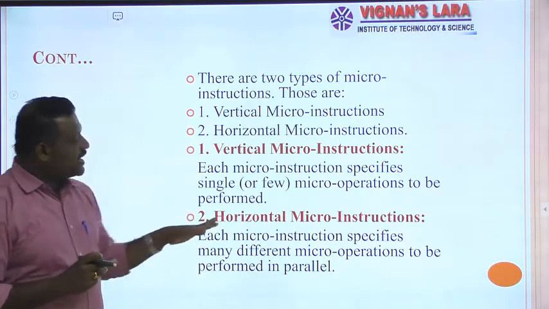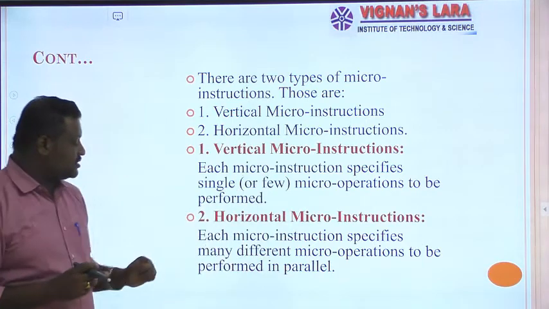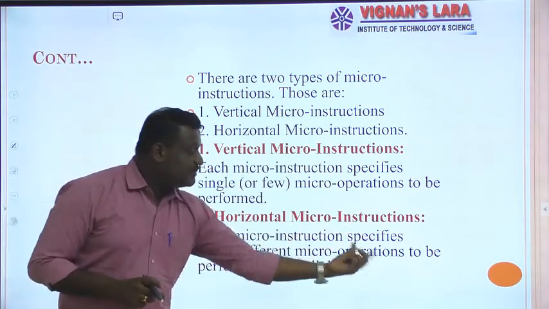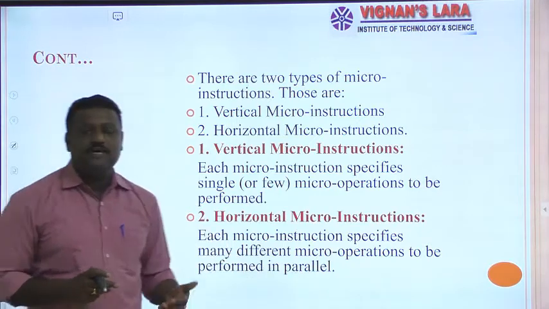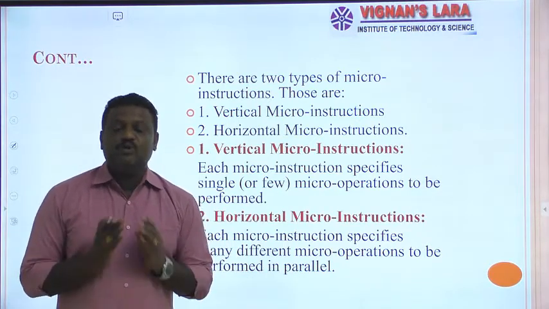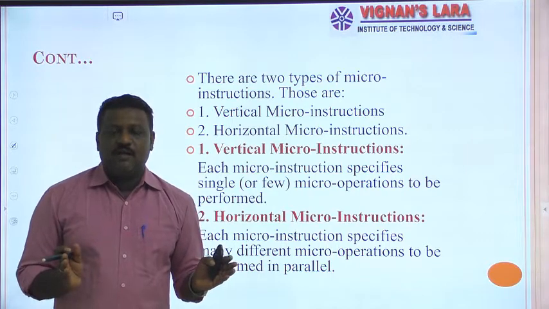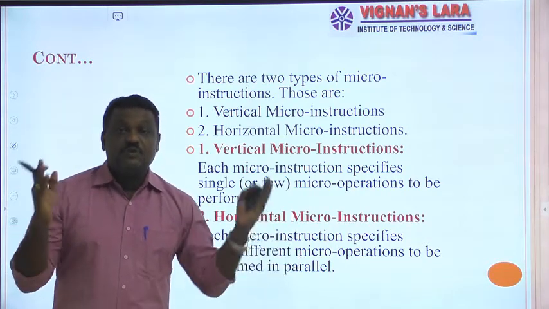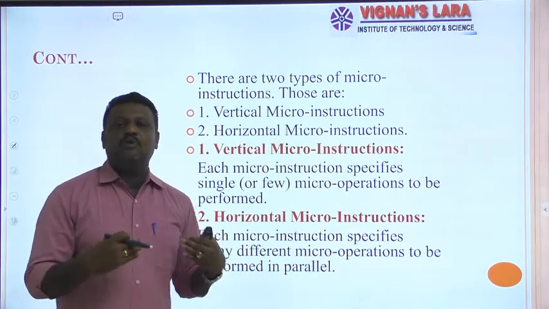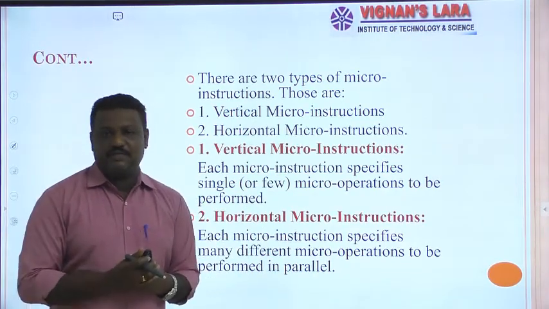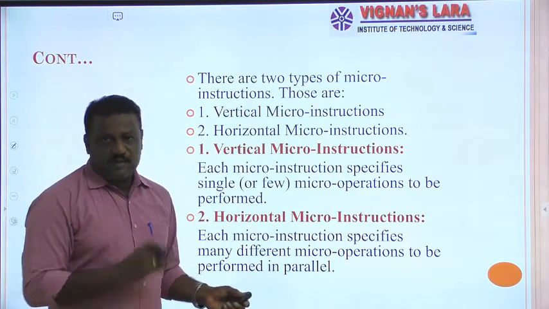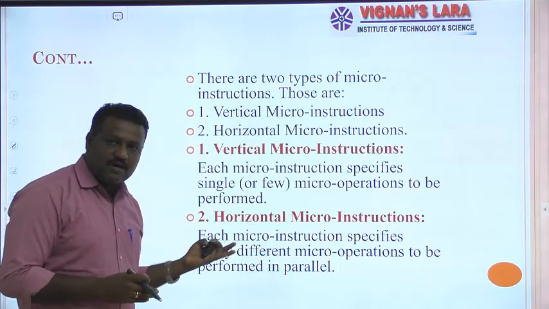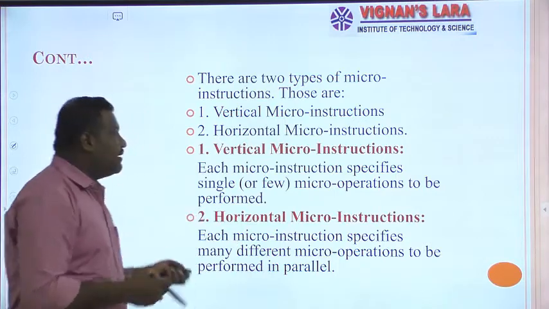Alright. The second one is horizontal micro instructions. Each micro instruction specifies many different micro operations to be performed in parallel. That means by using a horizontal micro instruction, I am going to generate a larger number of control signals. Those are helpful for me to do more micro operations. That is the meaning of this. Now I can discuss vertical micro instructions as well as horizontal micro instructions in detail.